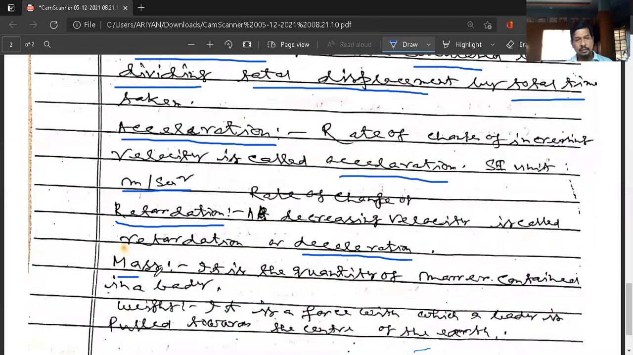What is mass? It is the quantity of matter contained in a body. Quantity of matter contained in a body is called mass. And what is weight? It is a force with which a body is pulled towards the center of the earth.